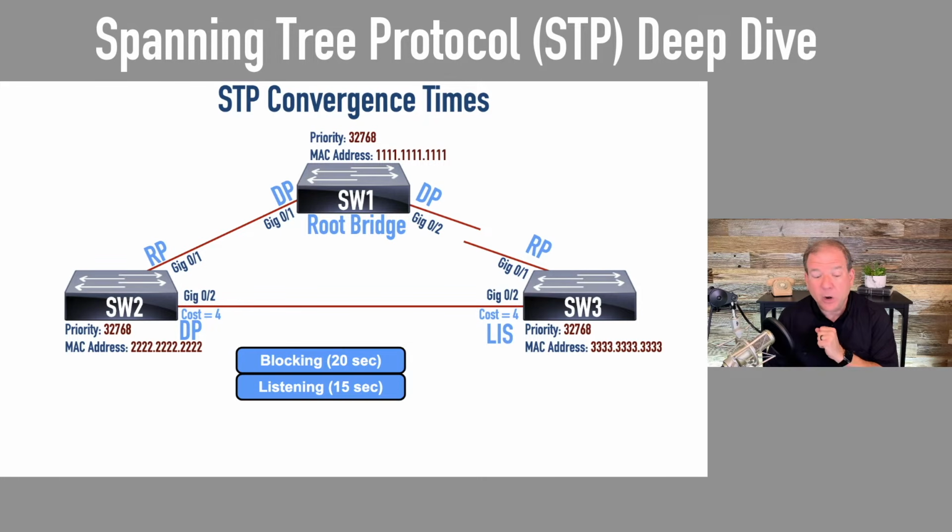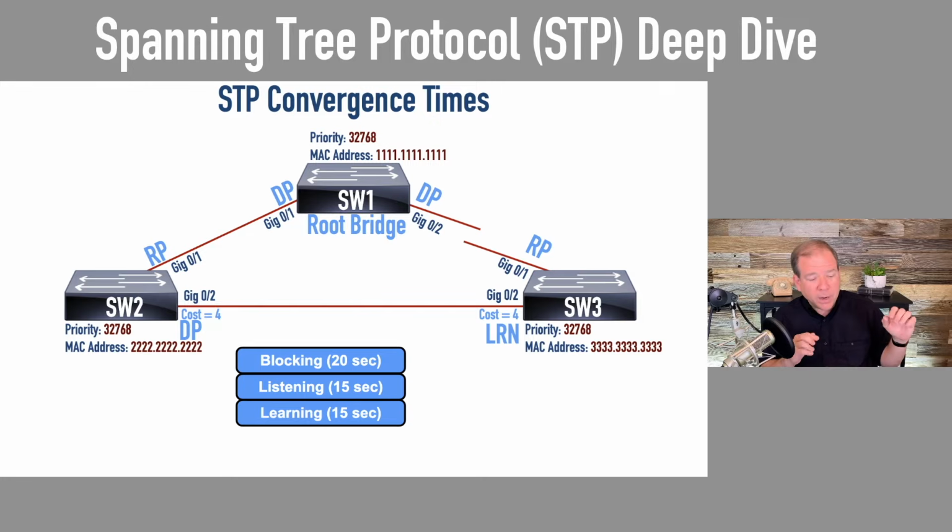And then once I've determined, okay, I'm probably going to start forwarding out of gig 0/2, I don't do that immediately either. I wait for another 15 seconds, and that is in the learning state. In the learning state, I'm convinced I'm going to be using this port. Now I'm going to start listening for MAC addresses showing up on all my other ports, so if I need to send traffic to that destination MAC address, I know what port it lives on. So I spend 15 seconds populating my MAC address table. And then finally, after a total of 50 seconds, I'm forwarding.